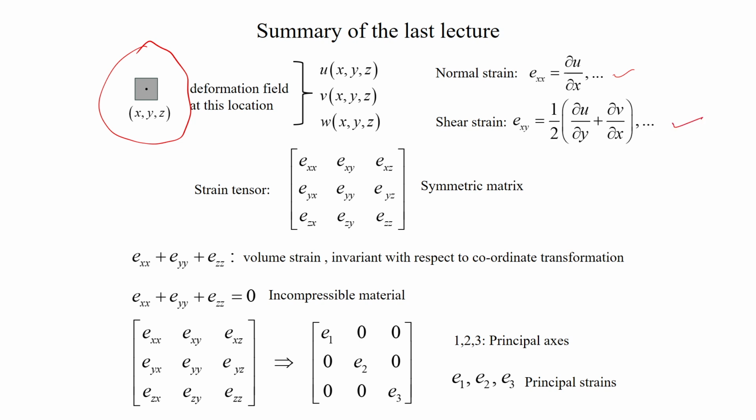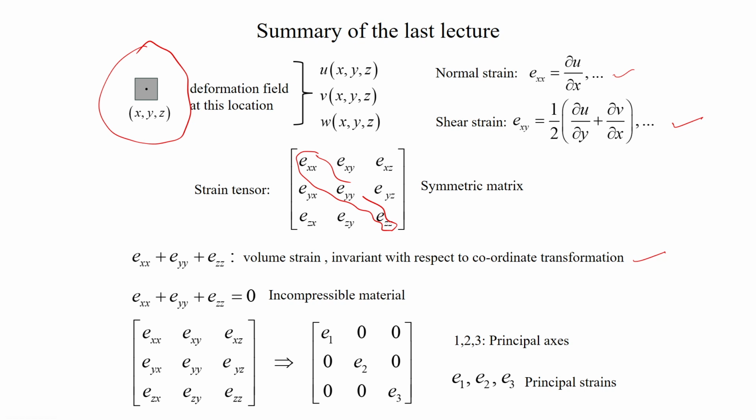Like that we have E_xz, E_yz, and so on. Then we defined the strain tensor, which is E_xx, E_xy, E_xz, E_yx, E_yy, E_yz, and E_zx, E_zy, E_zz. This is a symmetric matrix, which means that E_xy is equal to E_yx. We also defined E_xx plus E_yy plus E_zz, which is the trace of this matrix, and this summation is called the volume strain.